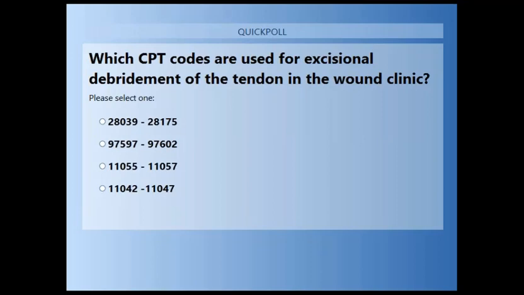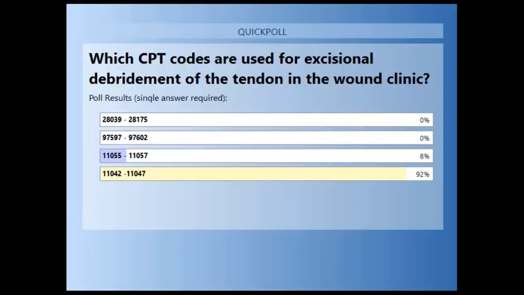What do you think? Which CPT codes are used for excisional debridement of the tendon in the wound clinic? Okay, Christy, I think we have some shy voters on this one. I'm going to go ahead and close it, so we're going to have some great discussion. I'm closing.